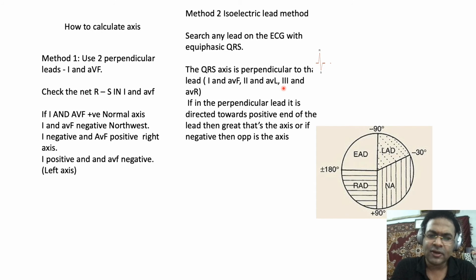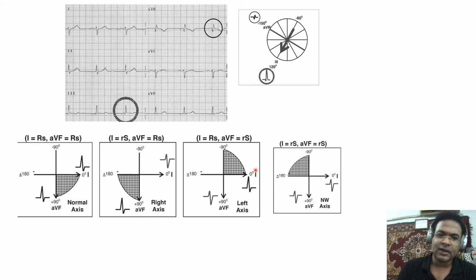Second thing is look at the lead perpendicular to it, and then observe whether the QRS is in the same direction or opposite direction, and you can come to the axis. I'll give you an example. Now look at the top half of the figure. You look at AVR, it is equiphasic, no doubt.